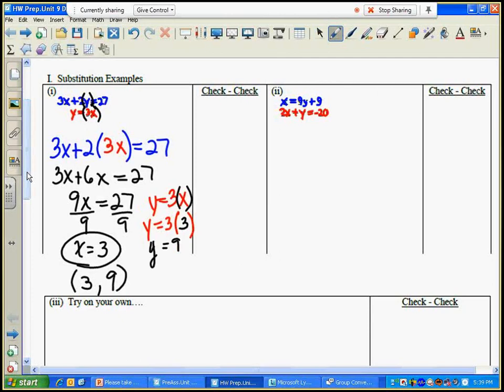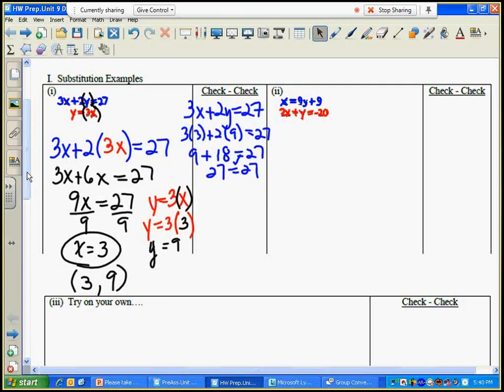Just like with the graphing, you can check this answer. And yes, I will require you to do so. So take a look at your first original equation, the 3x plus 2y equals 27. Let's plug in our values and see whether or not they actually check out. We think that x is 3 and that y is 9. Let's see what we got. 3 times 3 is 9. 2 times 9 is 18. The sum of those two numbers is 27. Our first check is successful.